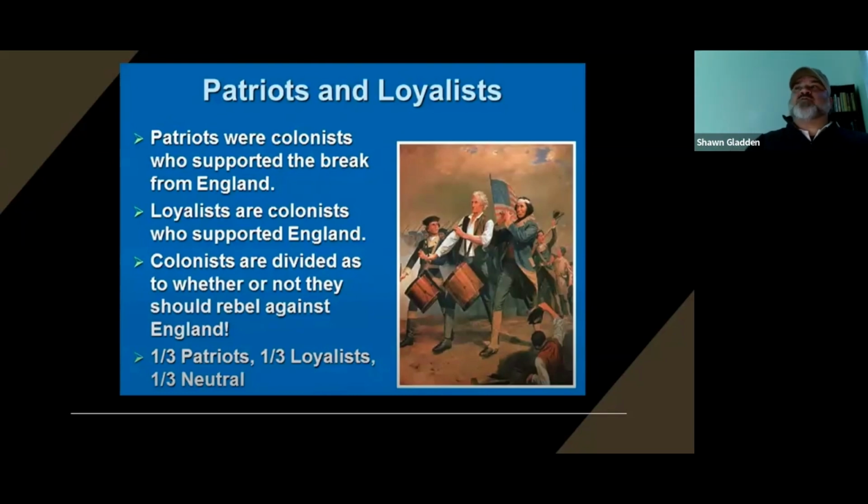That is one of the reasons why loyalists were so important to the British strategy, because they felt that the loyalists would provide that home support, whether it's financial support, whether it's quartering of troops, whatever it may be. The loyalists were an important part of this strategy.